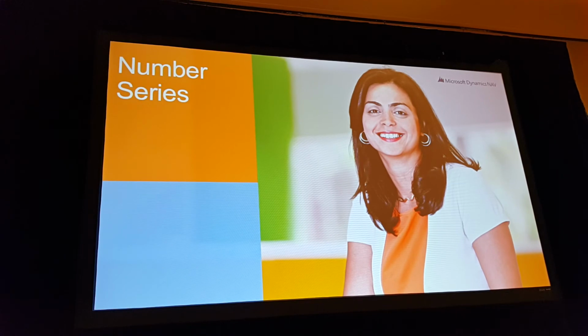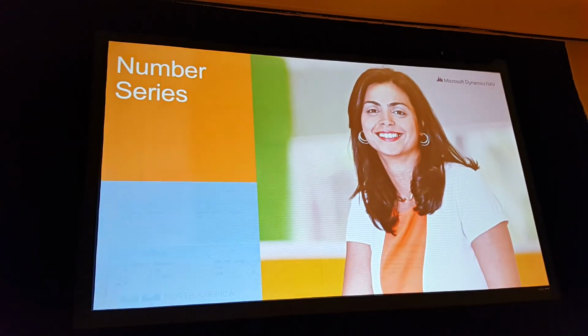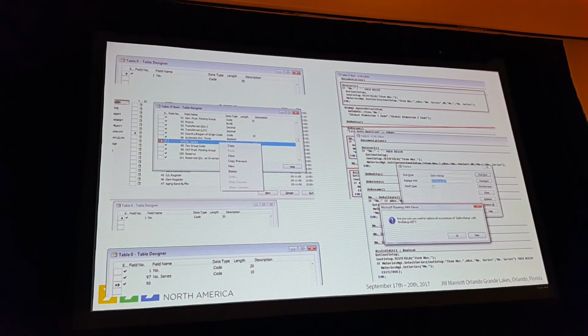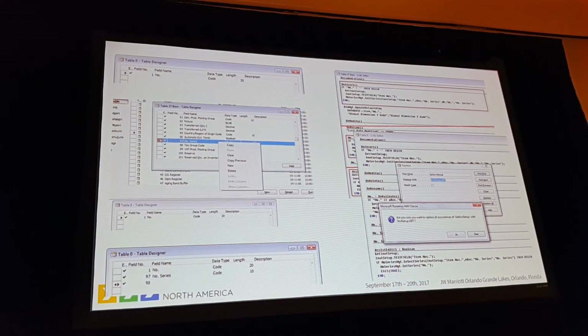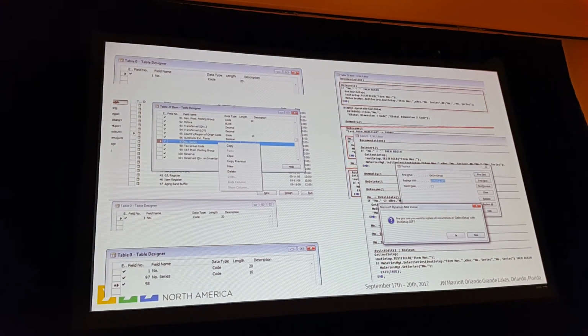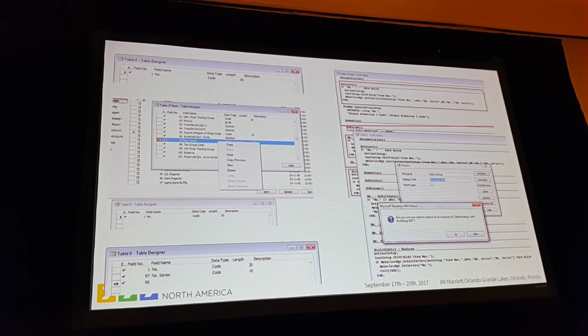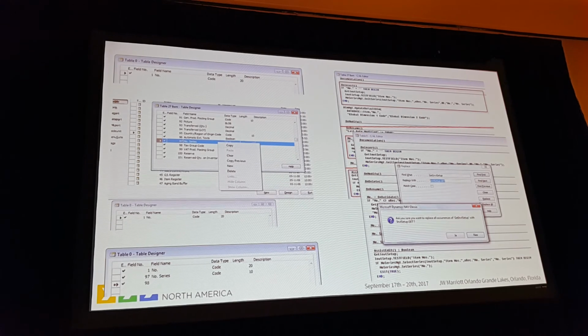And if you look at number series, it actually fits on one PowerPoint slide, ish. If you implement the pattern, you need a number field. The number field needs to have 20 characters. If you have less, you have chances of overflow. If you have more, nothing will happen, but it's weird.